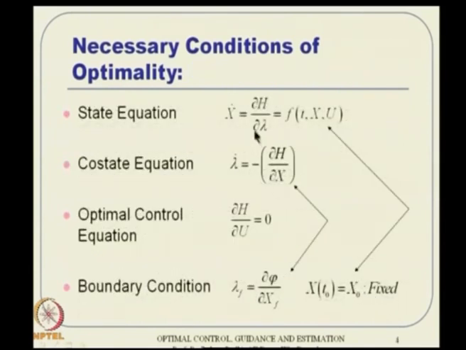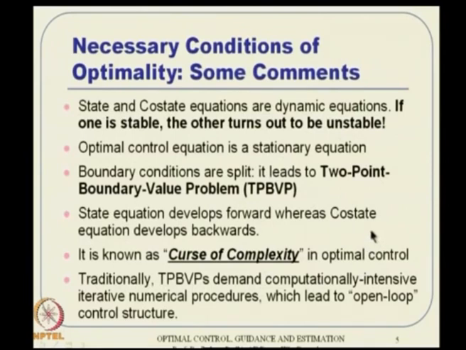Why so? Because ultimately, after we get the solution in an iterative sense, we are getting a solution for a particular initial condition. If the initial condition is changed, then the solution is not valid. Once the initial condition is fixed, for all future time T naught to TF, your control strategy also gets fixed. So, because of that, this has a feature of getting into this open loop control structure. So, these are some of the comments and difficulties associated with that.